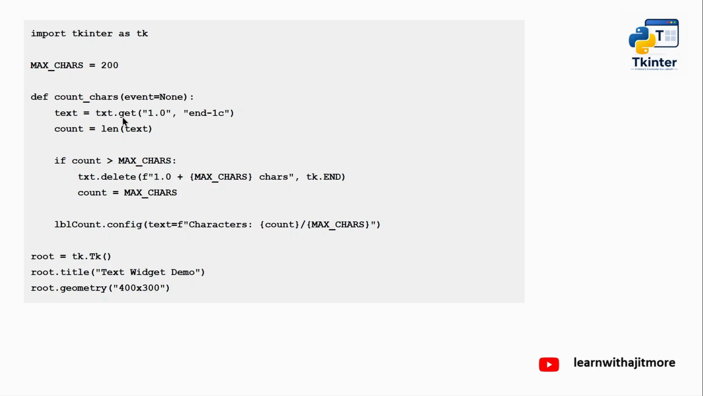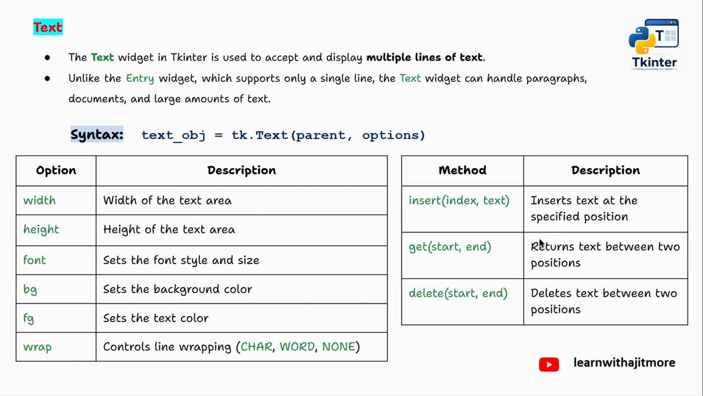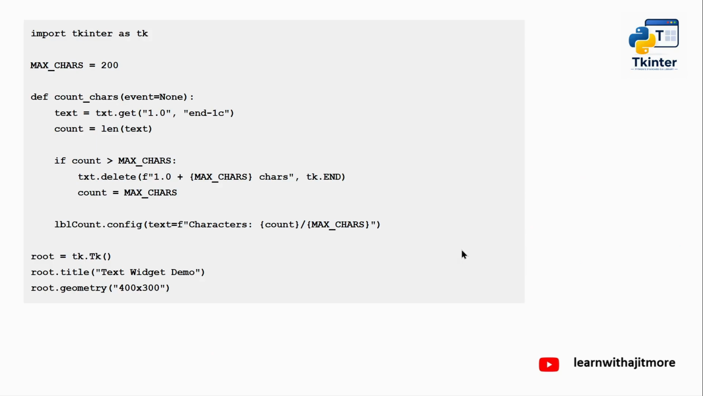Okay. First, what it is doing: the get method is there. I've told you about the get method. Get is a method of the text widget. You just have to tell the start and the end. From that start till that end, whatever text is there, it will return.